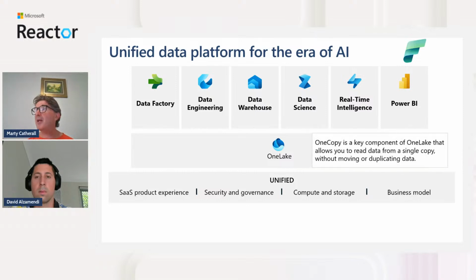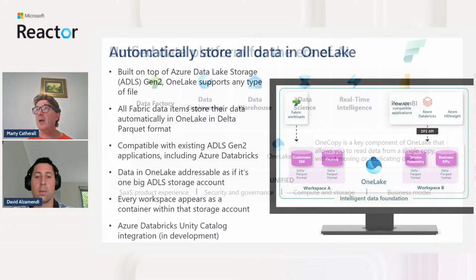It's one copy. It's a key component, and it allows you to read data from a single copy without moving or duplicating that data. And as we get different workspaces, we can actually talk to data from the other workspace by using something called a shortcut. So the data appears to be in workspace A when it actually resides in workspace B. We'll talk about shortcuts in a little while because they can be used outside of OneLake as well, and even outside the Microsoft Cloud. So they are pretty good tools to work with.